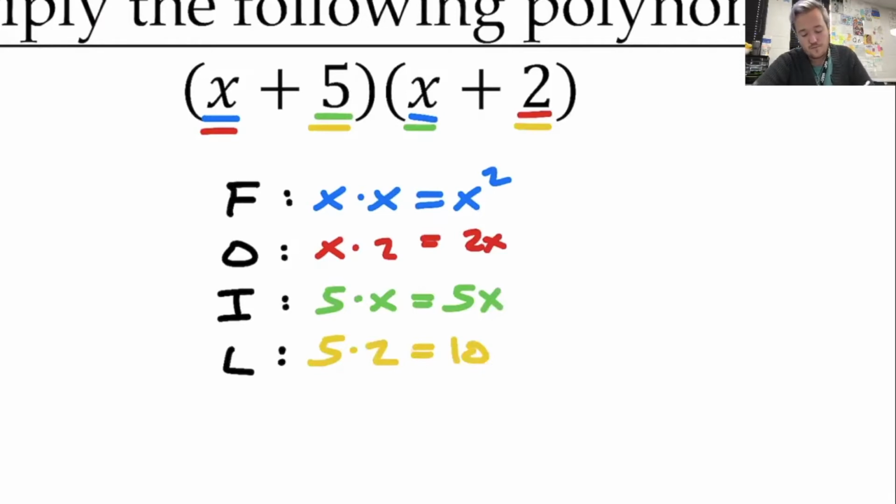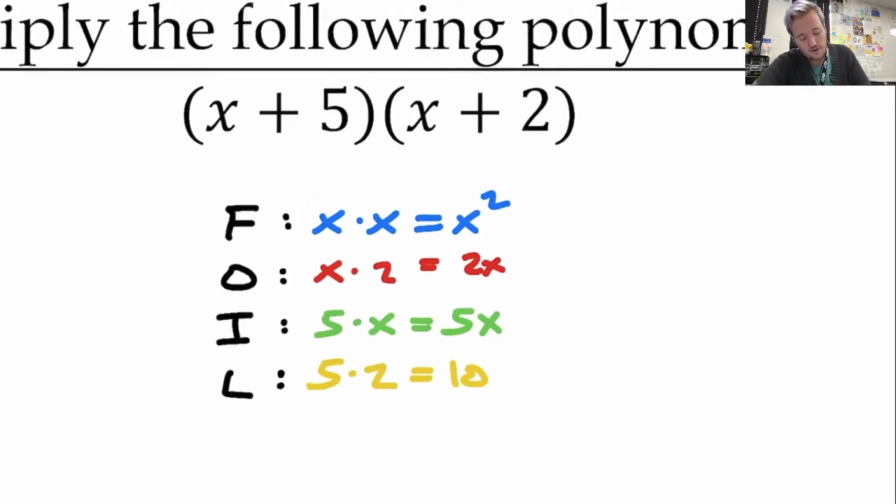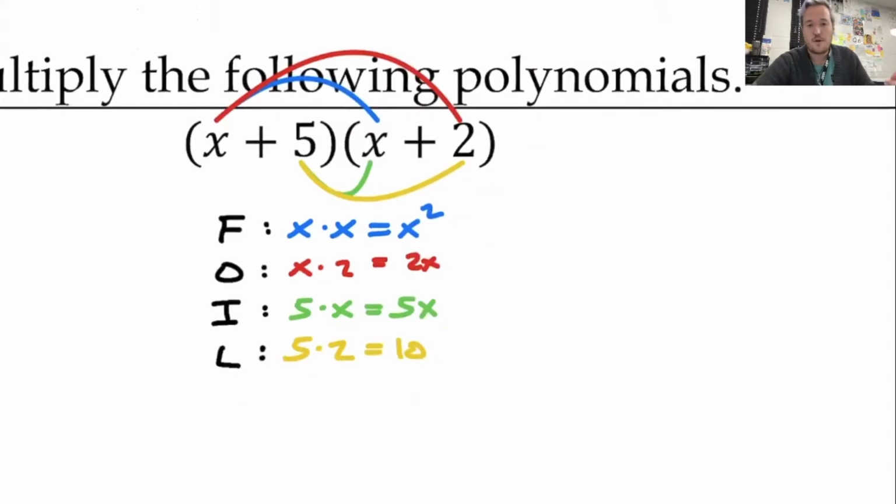So with FOIL, you can either look at it this way, or if you like the distribution method, you also have first times first, or you could have the outer terms, and then the inside terms, and the last terms. There we go. So no matter how you look at it.